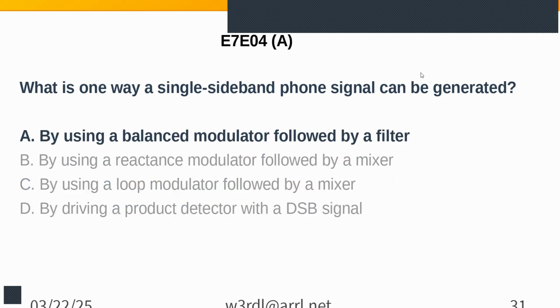So what's one way a single sideband phone signal can be generated? I think it's like A. Think it's alpha? Yeah. I don't know.